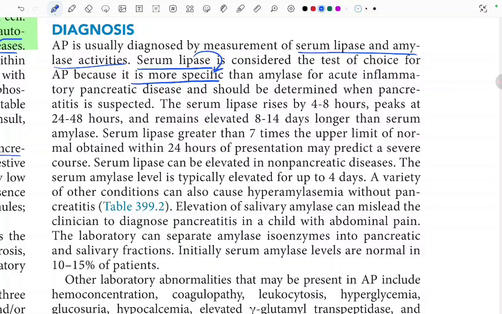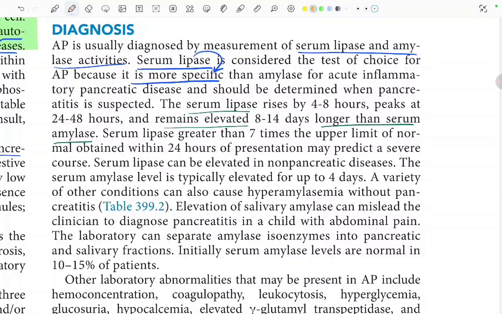Fine. The serum lipase rises by 4 to 8 hours, peaks at 24 to 48 hours and remains elevated for 8 to 14 days, longer than the serum amylase. So serum lipase remains elevated for 8 to 14 days longer than the serum amylase. Okay. Serum lipase greater than 7 times the upper limit of normal obtained within 24 hours of the presentation may predict a severe course.